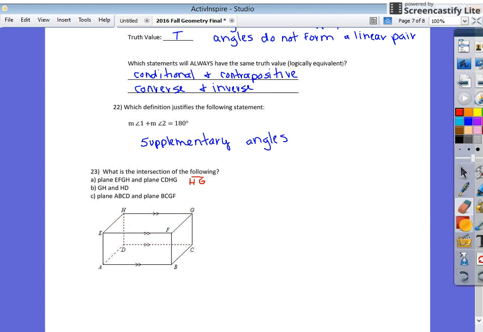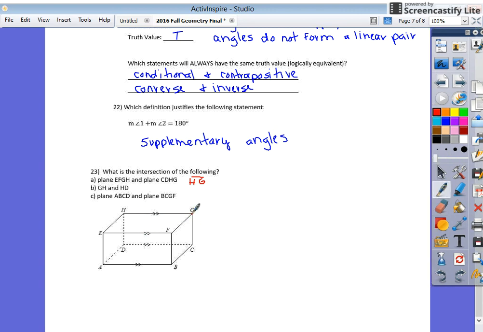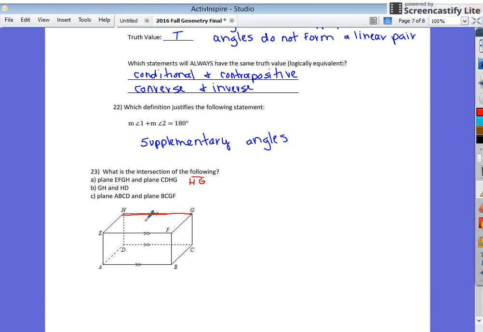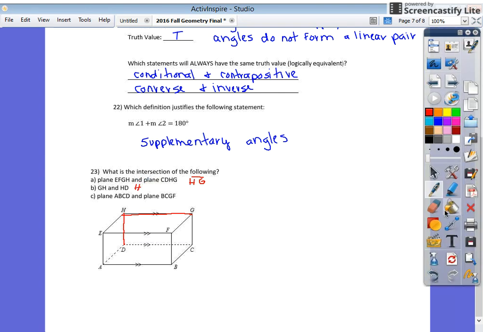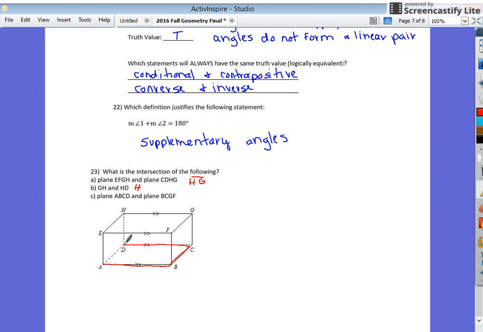For the second one, we're looking for the intersection of GH and HD. GH is here, and HD is here. So their intersection is point H. And for the last one, we're looking at plane ABCD and plane BCGF. So this one here. The part that overlaps is line BC.